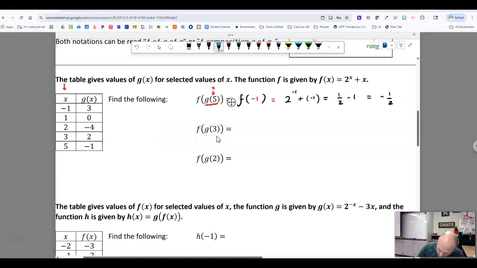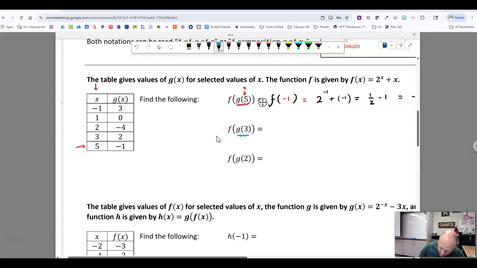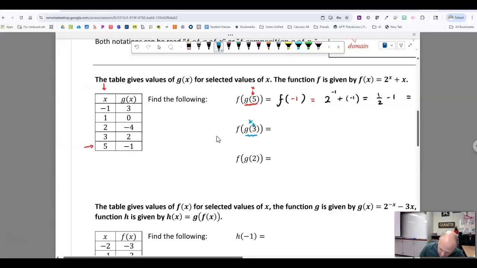Okay. Example 2, f of g of 3. Again, start on the inside here. G of 3. 3 is your x value. So I'm going to go to 3, and it looks like my output is 2. So now I have to find what's f of 2. And then we just plug it in. 2 squared plus 2, and we end up getting 6.